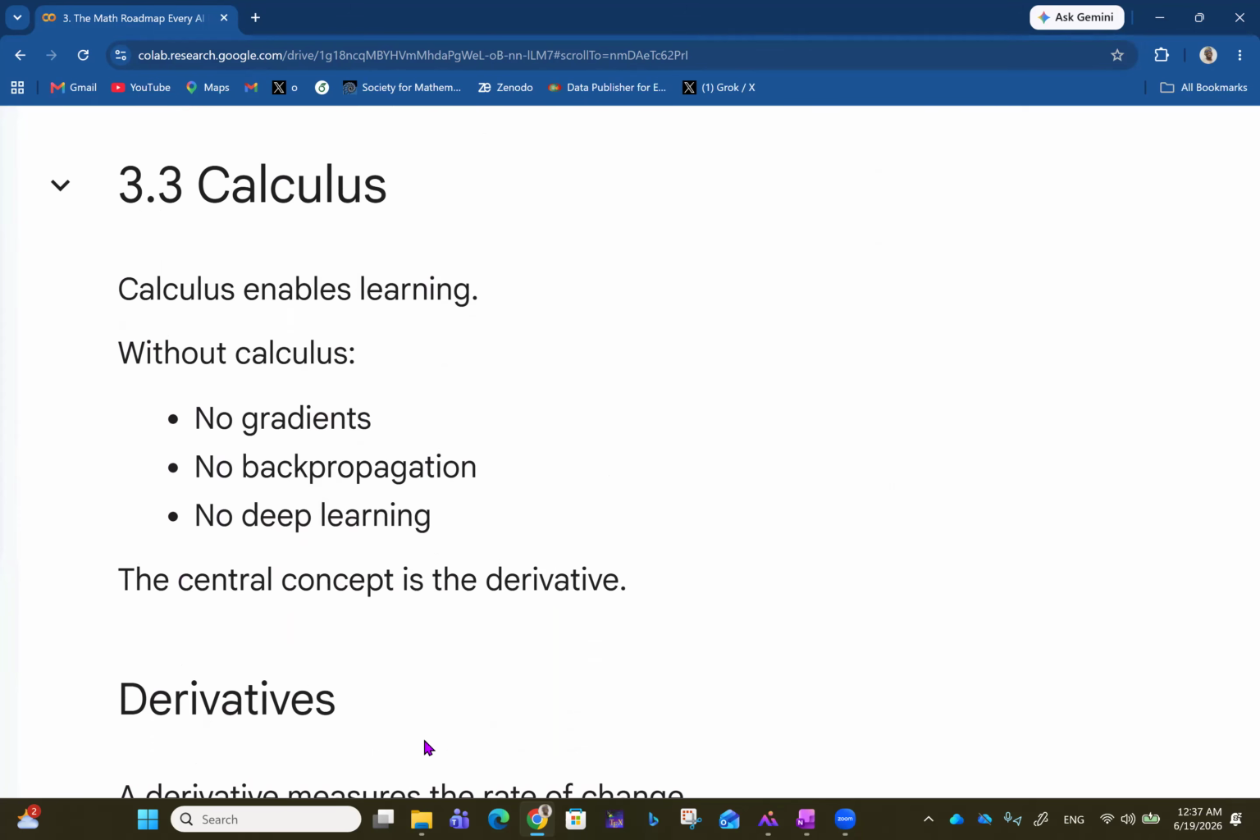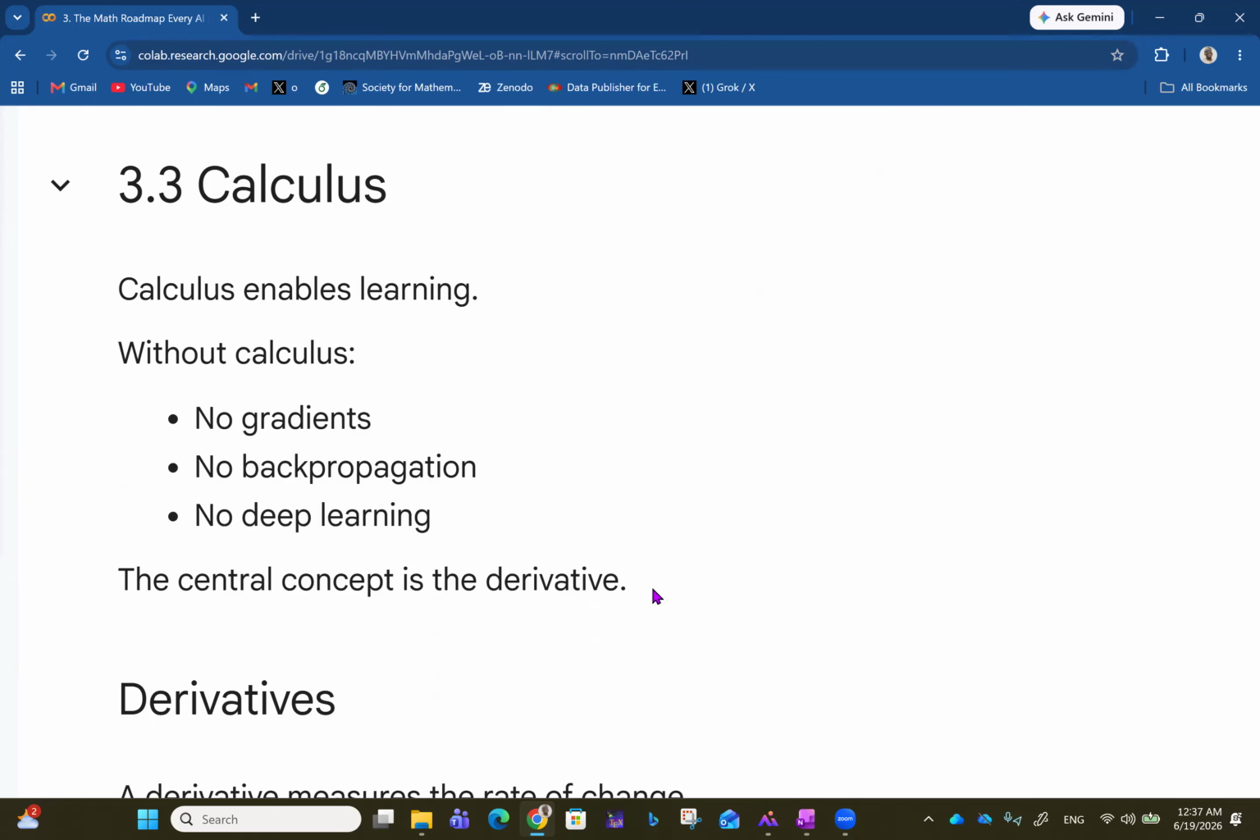So then we talk about calculus now. Calculus enables learning, because it is about change. Without calculus, there'll be no gradient, there'll be no backpropagation, which relies heavily on the chain rule. So calculus helps us to do gradients and backpropagation, and without calculus, there'll be no deep learning too.